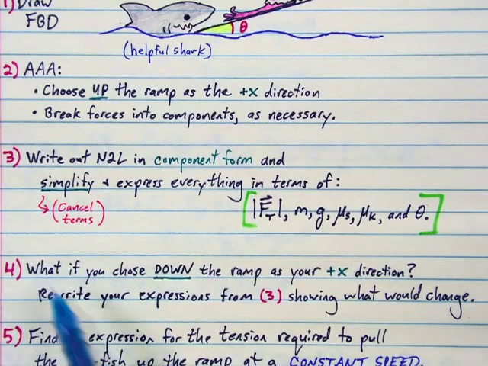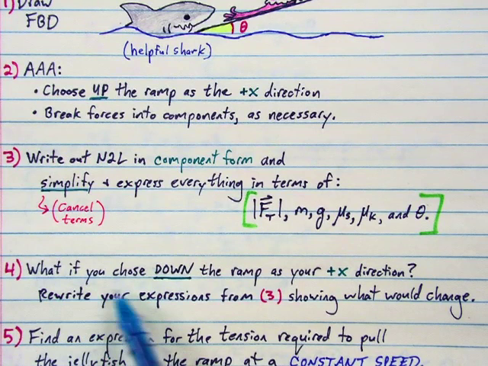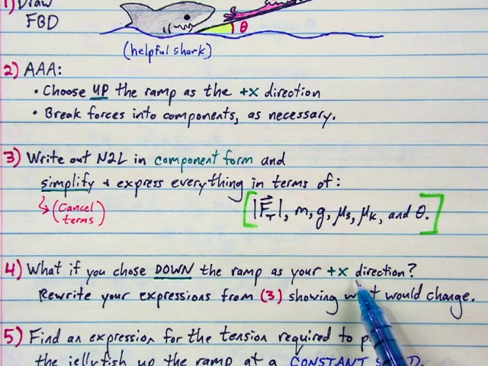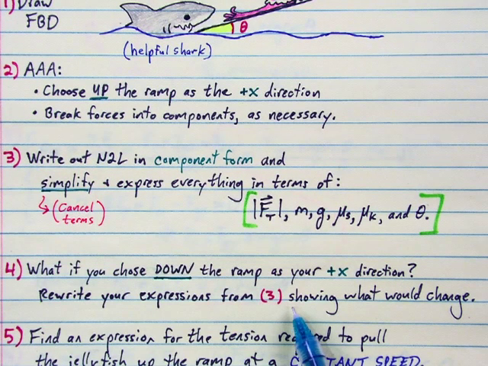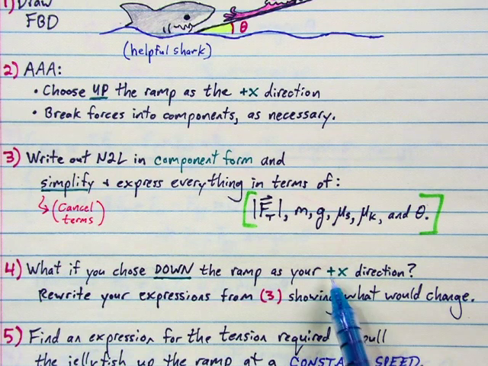Then, after that part, I would just like to consider, what if you chose down the ramp as your plus x direction instead? Rewrite your expressions from step 3 and show what would change if you just flipped your axis from up the ramp to down the ramp.